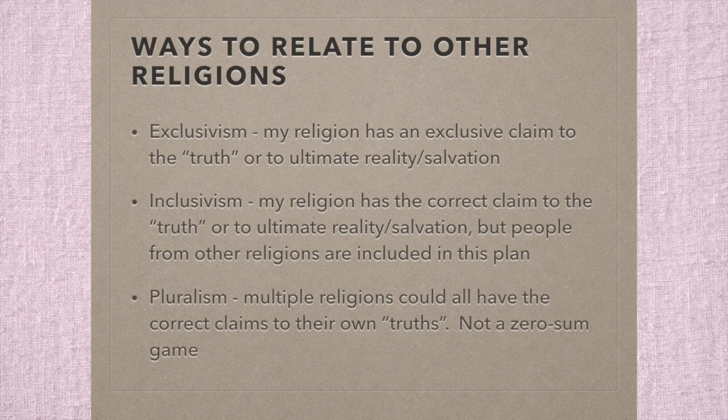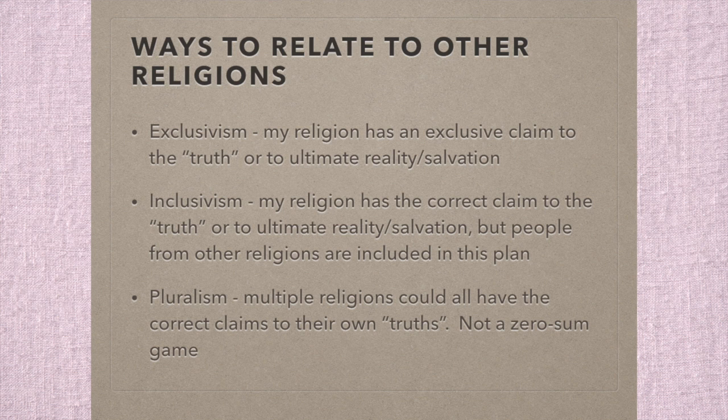So exclusivism would be that, one might say that my religion has an exclusive claim to the truth or to ultimate reality or salvation. So you can think of exclusivism as excluding anybody who's not a part of your religion from the ultimate plan or ultimate salvation.